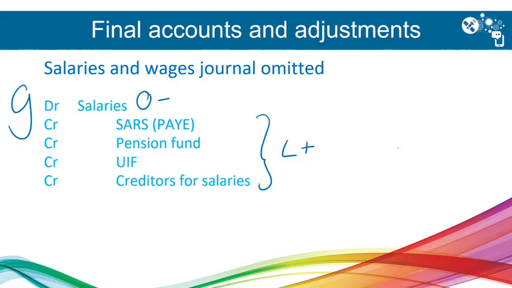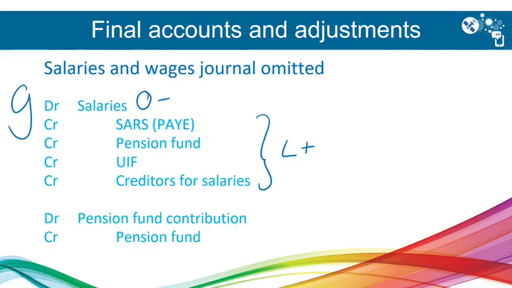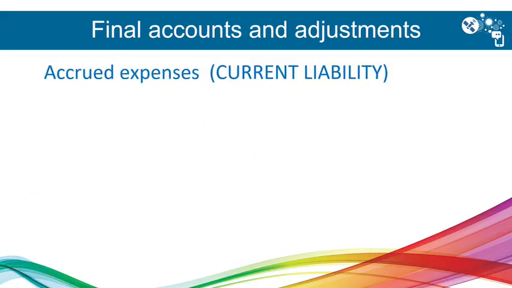These will be shown in the post-closing trial balance. Also the contributions. Remember the GC, the gross and the contribution will be shown on the profit and loss account, because they are expenses that will decrease the owner's equity. And the pension fund or whatever other fund will increase the liabilities. Therefore, we will credit that, and it will be shown on the post-closing trial balance.